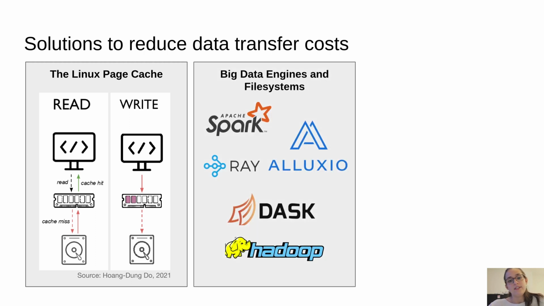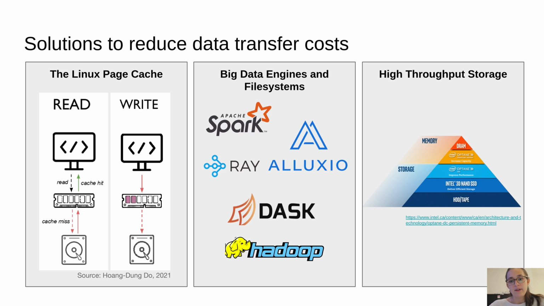Big data engines and file systems have addressed these issues further by implementing strategies such as data locality, that is, move the task to where the data is rather than moving the data around. And they've also implemented in-memory computing. DRAM is faster than other storage devices, so keep the data in memory whenever possible.